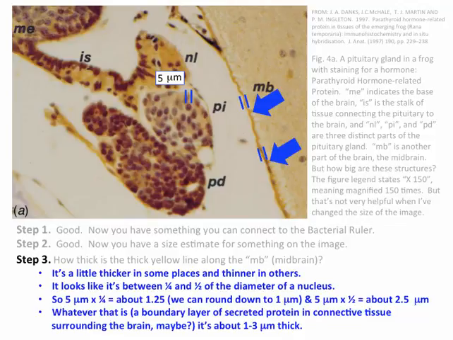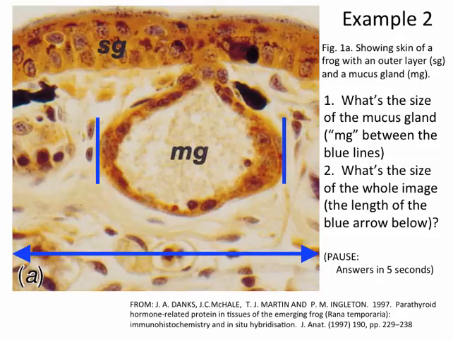So 5 microns times 1/4 is about 1.25. We could round it down to 1 micron. And 5 times 1/2 is about 2.5 microns. So whatever that thing is, maybe a boundary layer of secreted protein and connective tissue around the brain. Anyway, whatever it is, it's about 1 to 3 microns thick. Let's try another one.